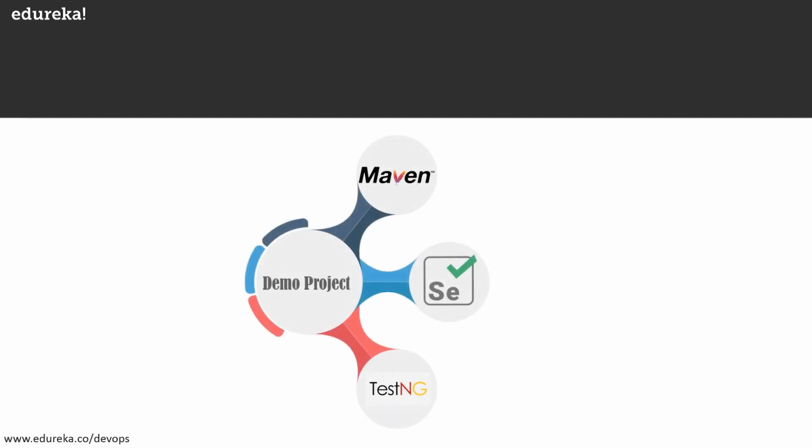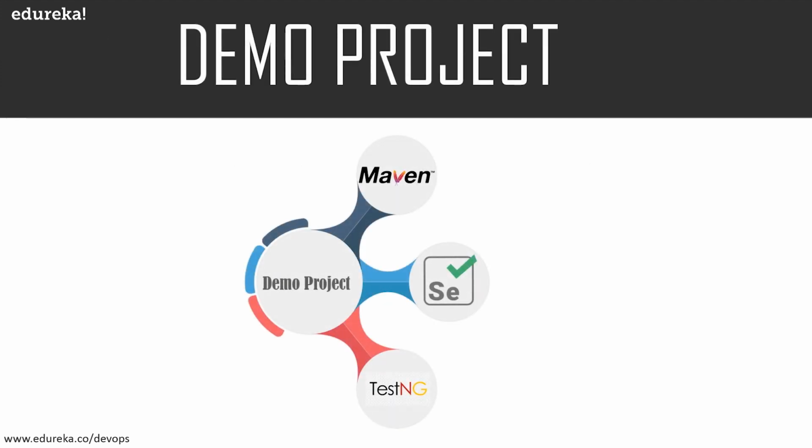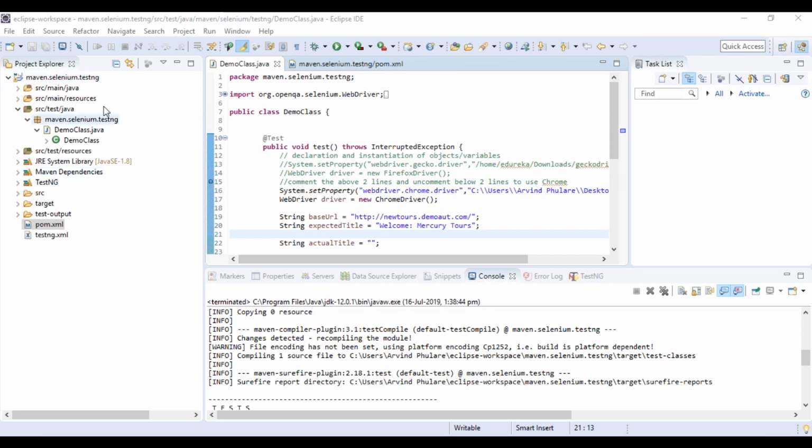So guys, now let us have a look at the demo project which we will build using Maven. For this project, you need a few things pre-installed on your system: you need Java, you need Maven, and also you need an IDE, most preferably Eclipse. So I've already downloaded and installed these things on my system. And here, as you can see, this is the Eclipse IDE.